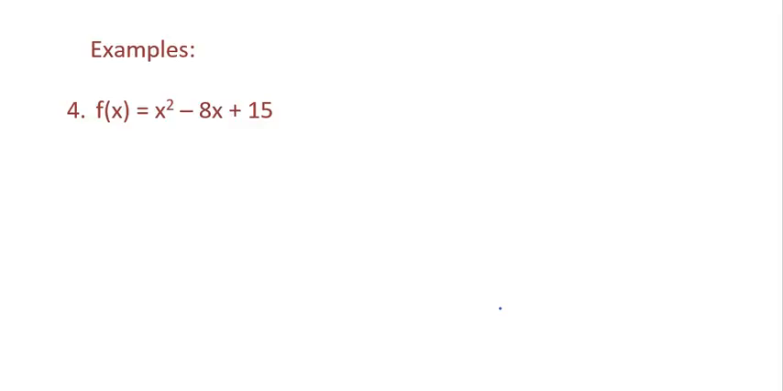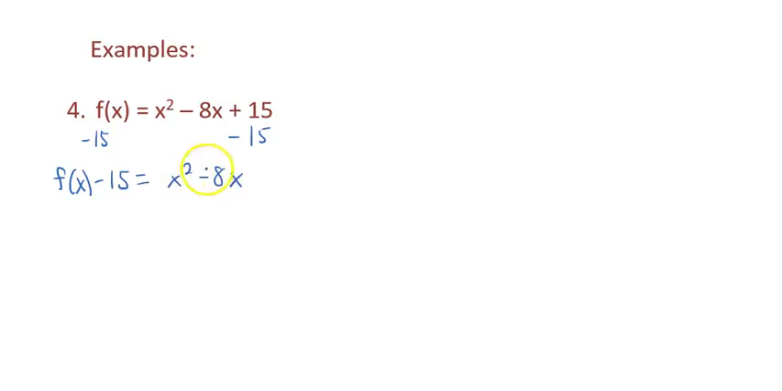Alright, example 4. We're going to start off with some fairly simple ones that don't have numbers in front. This is going to look really weird, and this is kind of my method. It's not really something that's in your textbook, but it works for me. We're going to subtract that 15 to the other side. And again, it's going to look really weird when you say f of x minus 15, but don't worry about that because it's not going to end looking like that.